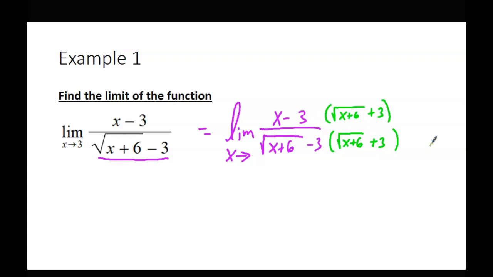Okay? Now, the bottom is what we practiced, so I'm going to pause here, and I'm going to let you guys work the bottom out, okay? Go ahead. I want the nice, final, simple answer for the bottom.